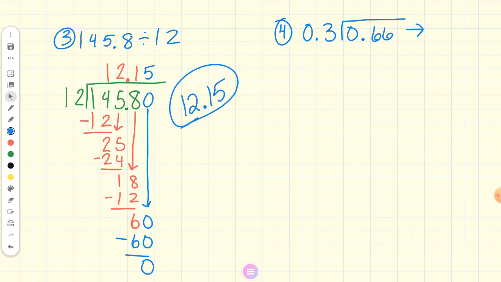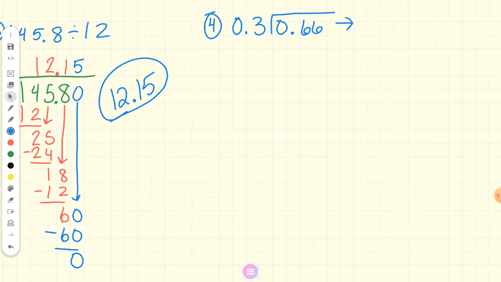Who can give me that problem in a different format? Emma? 0.66 divided by 0.3. Which number cannot be a decimal? The divisor. So in this one it's a 0.3. I don't care if you copy it like this, if it's in the book, or like this when you copy it down. I want you to copy down the original problem first tonight. Then we have to adjust it.